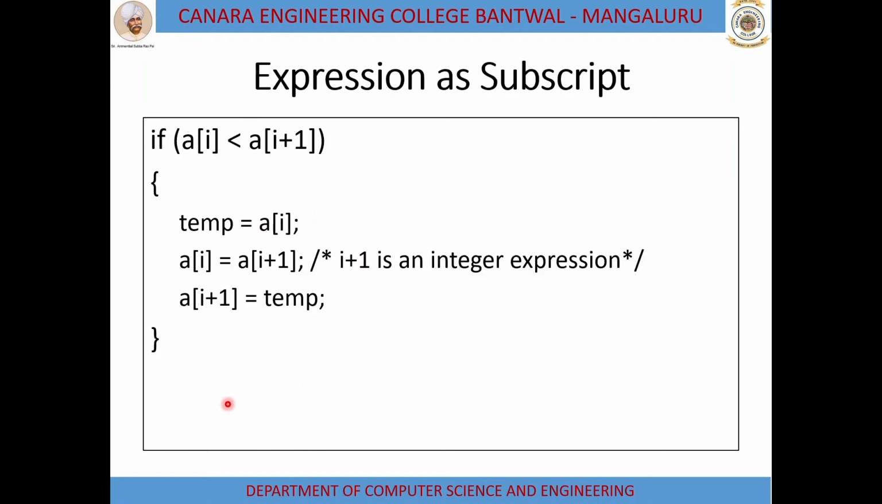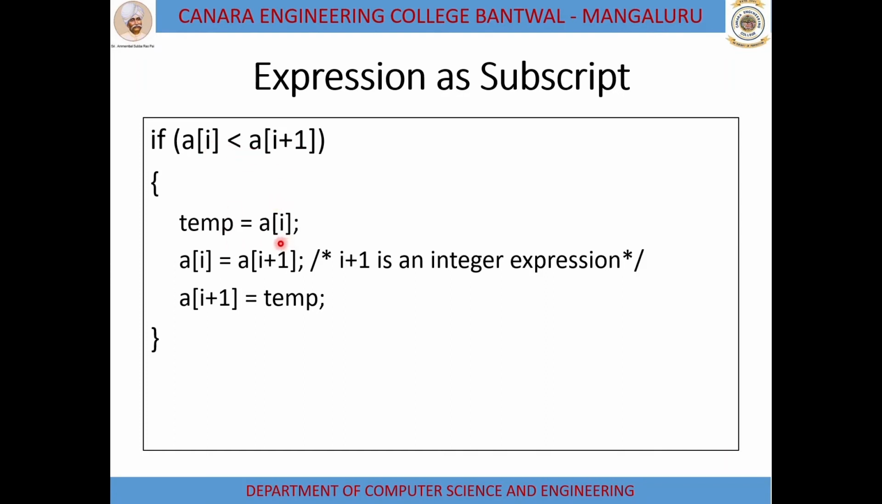Now, expression as subscript. In the previous sample, the I is similar to the subscript. Here we are checking the adjacent elements of the array. If a of I is less than a of I plus 1, for example, imagine 2 elements are in the array, then a of 0 is the first element. I am checking whether it is less than a of I plus 1. I starts at 0, let us say, then a of 0 is less than a of 0 plus 1. If that is true, then temp equal to a of I.